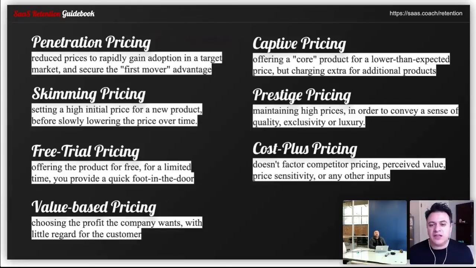For skimming and prestige, I'll just add, those are a couple where you have to have the demand for your product to be able to pull them off. You can't go in with something that's a brand new concept, where people are just trying to figure it out. That would be much more difficult.